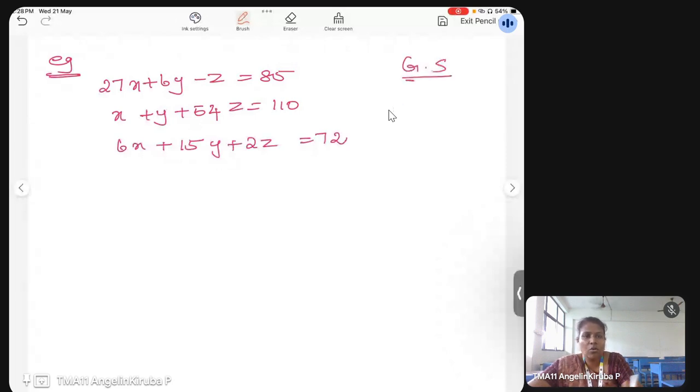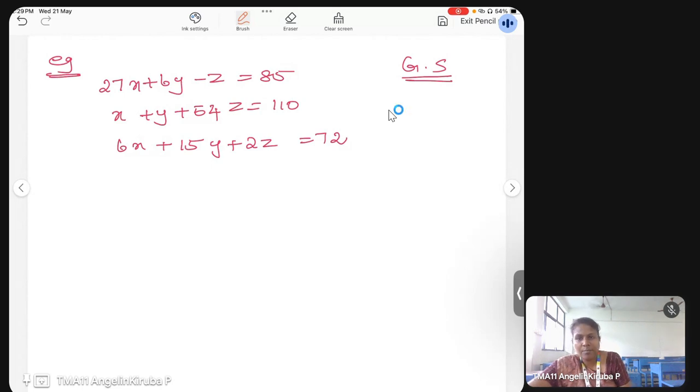Whatever the method may be, either Gauss Jacobi or Gauss Seidel, the very first thing we have to do is check the diagonally dominant condition. What do we mean by the diagonally dominant condition? In the first equation, the coefficient of x should be greater. In the second equation, the coefficient of y should be greater, and in the third equation, the coefficient of z should be greater. If the diagonal dominant condition is not satisfied, we can rearrange the equations into proper form and then proceed with the iteration.